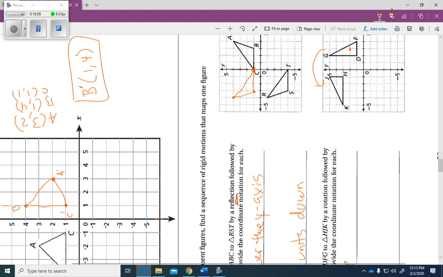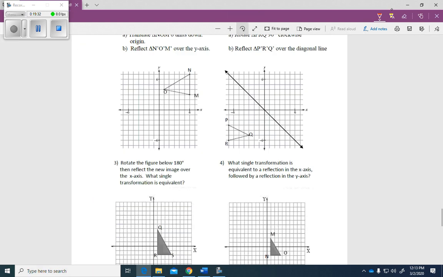I'm looking at this figure that I put the orange dot in because that's my original figure. I'm going to write down the coordinates. D is at -1, 2. F is at -1, 4. And G is at -5, 2. I'm going to put my paper back to normal.